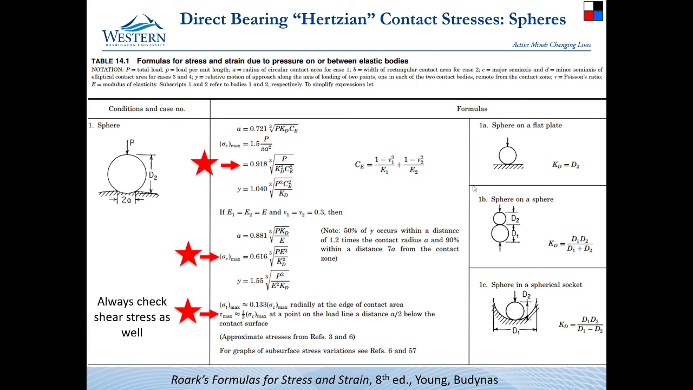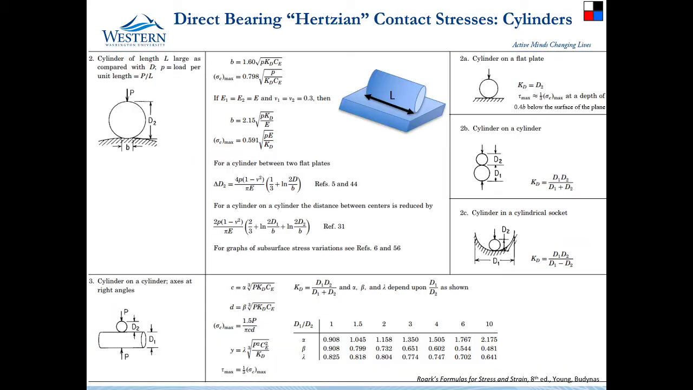Well, what if we don't have a spherical locator? What if we have a cylindrical locator? Well, there's a page for that too. And so this is the page for the cylindrical locator. Similar to the other one, you can do cylinder on a cylinder, cylinder on a flat. You can do a cylinder inside a cylindrical cut, and then crossed cylinders. So this is cylinders that have their long axes at orthogonal angles to each other.